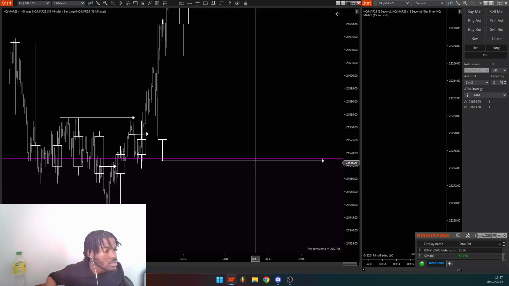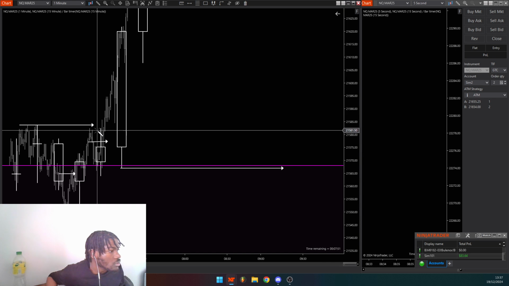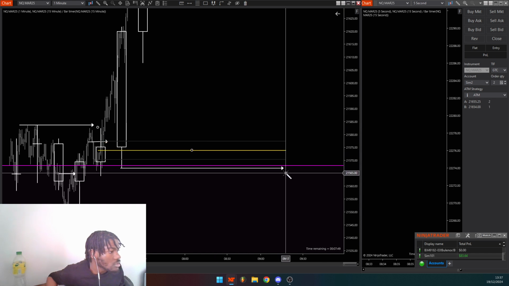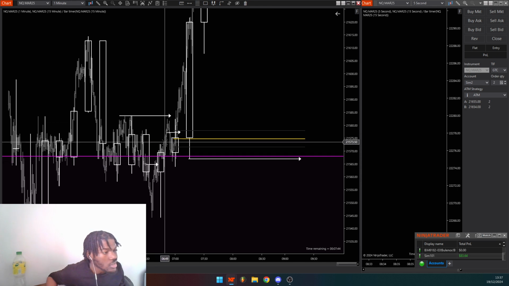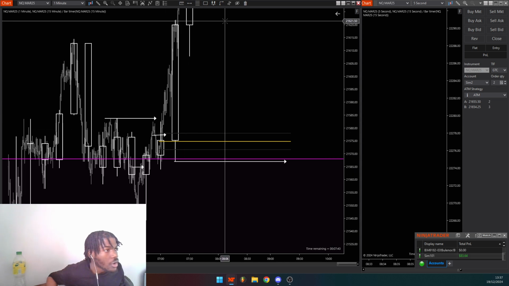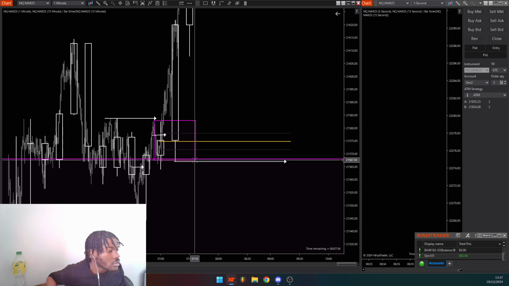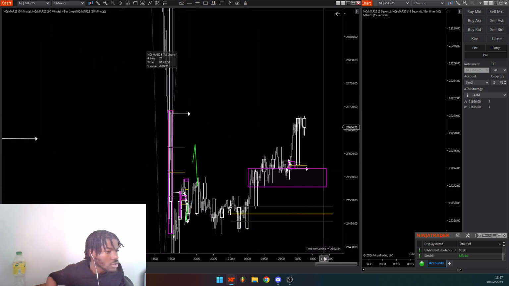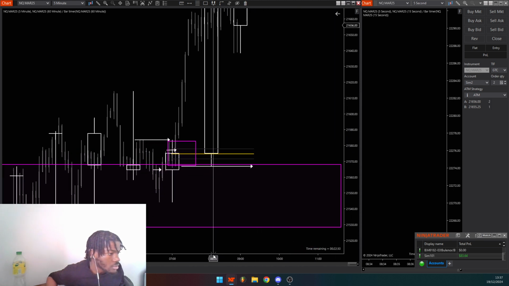But we like to keep things simple. So I'll just wait for this, because that's the intricate detail of what happened on the 5 minute. If I were to just go on this hourly chart here and zoom in, you will see how simple this looks.